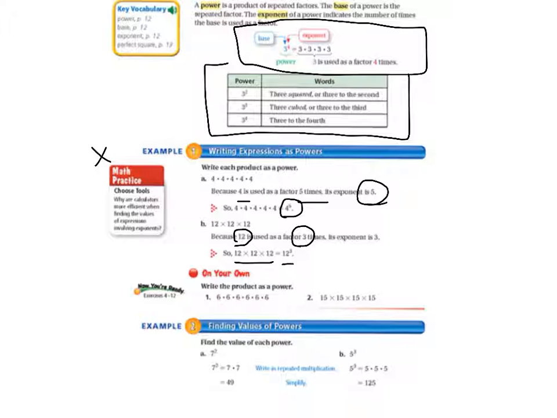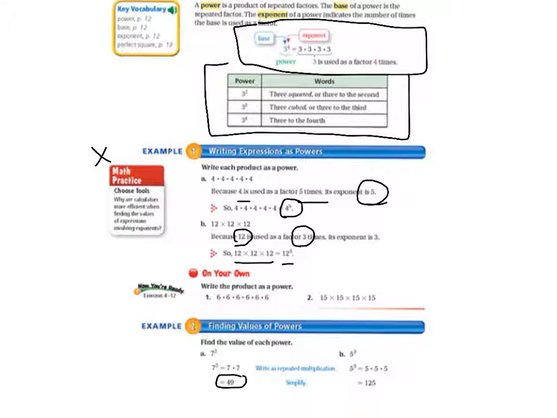Our next skill that we're learning is finding values of powers. So now that we know how to write them, we need to find the values of them. So we have 7 to the second, or 7 squared, and instead of going one direction, we're now taking it apart, going the other direction. 7 squared equals 7 times 7, and it's a basic math fact. 7 times 7 equals 49.